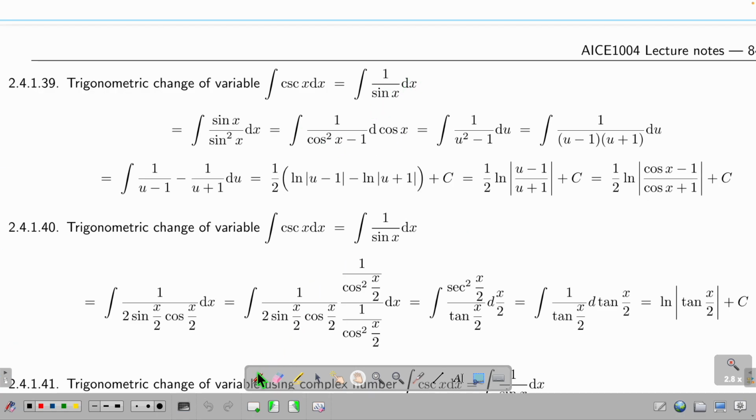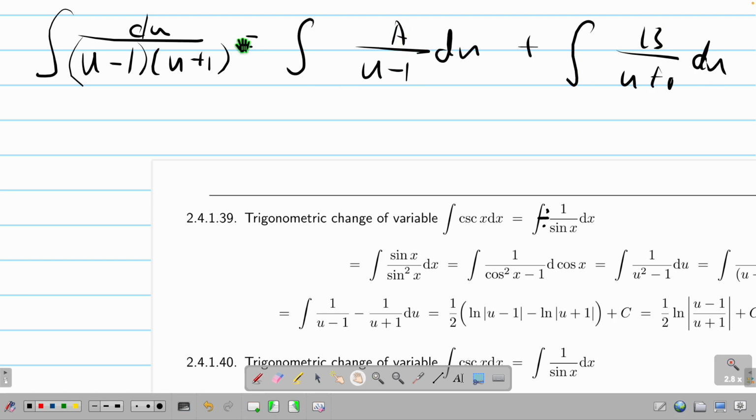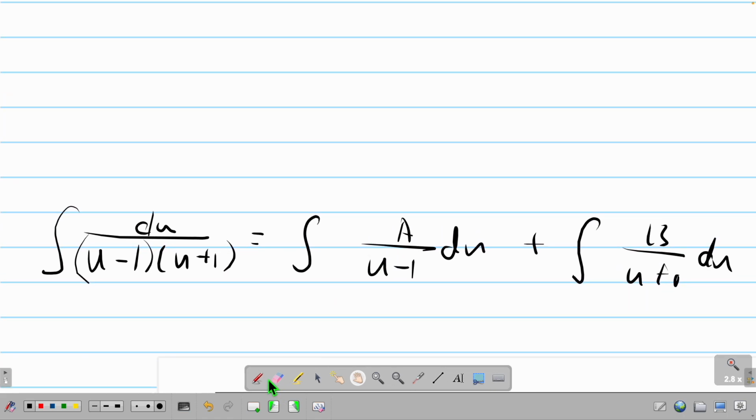What I'm doing here is a trick. I multiply by something and I divide by something. By what? Sine itself. Then I have this, so I can write it like this. And then I do something called partial fraction. I want to integrate this. It will be the same as integrating a plus b. The idea is you split this thing into two parts. This is called partial fraction.